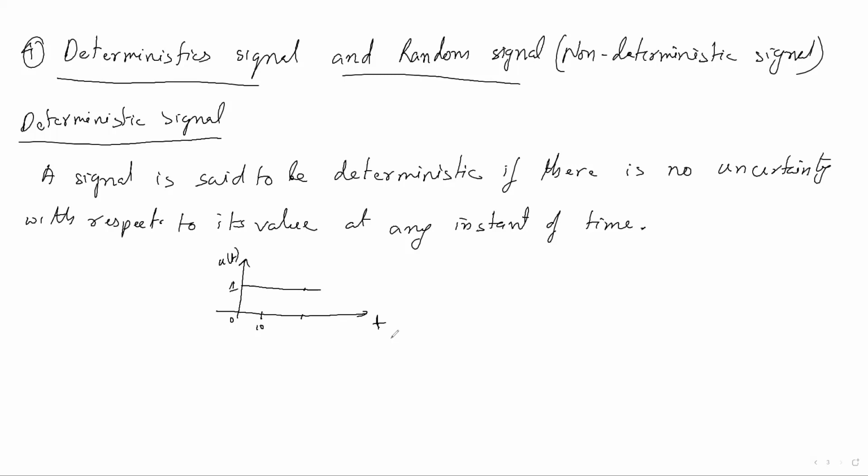So a deterministic signal can be derived in a mathematical formula, or we can give some functional representation. A deterministic signal can be expressed in a mathematical formula also. There is no uncertainty with respect to time. At any time we can assume what the signal amplitude will be. So you can write like this: all the signals which can be represented with a functional representation fall under deterministic signals.